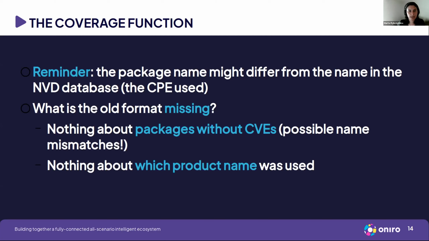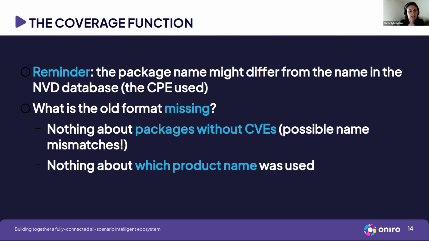First, for me as a security person, the old format was missing packages and recipes without any CVEs. And it happens that the fact that a package has no CVE reported is just due to a name mismatch between what we have in the recipe name and what we have in the NVD database. Surprise, you have vulnerabilities that you're not aware of. Which is sad. So it's good to fix those issues.